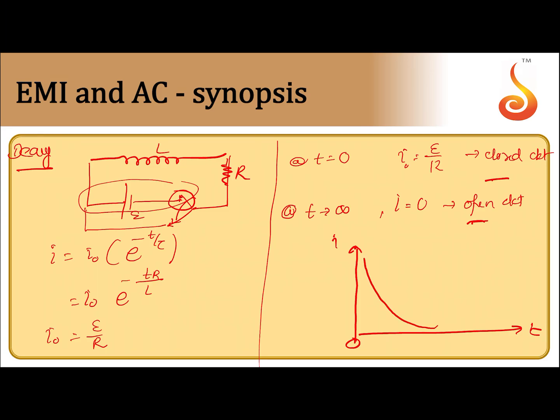So at t equal to 0, this is I naught, remember it touches the axis, so at t equal to 0, this is the behavior. As t tends to infinity, this is the behavior of the circuit. So these are some basic ideas as far as electromagnetic induction is concerned.